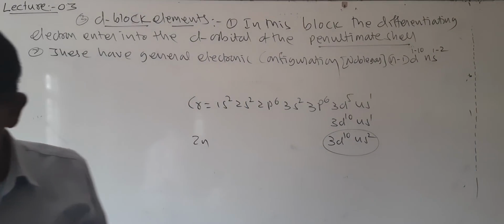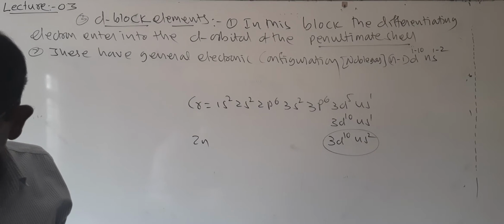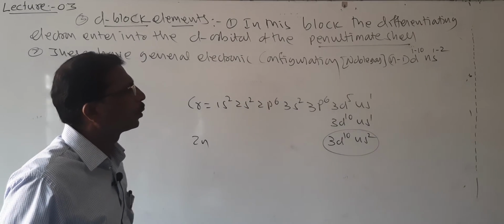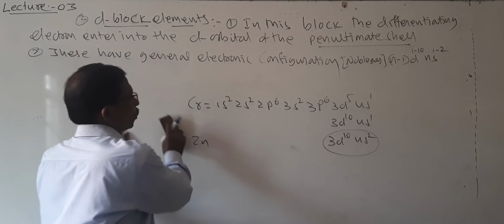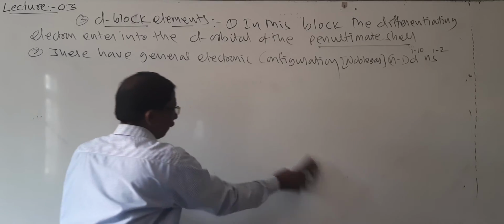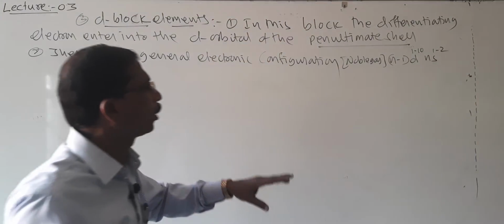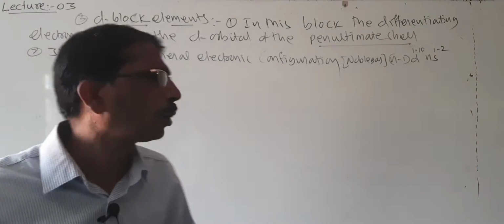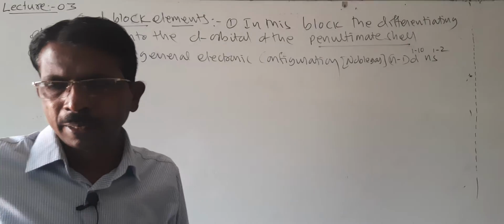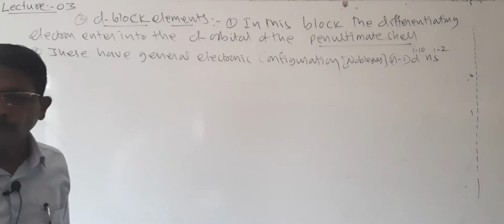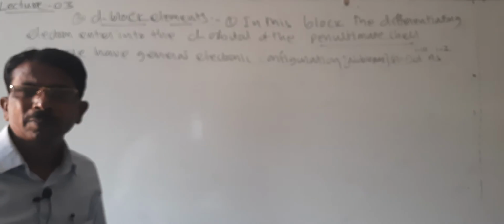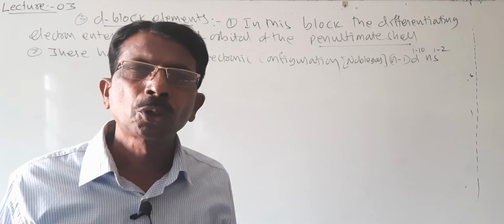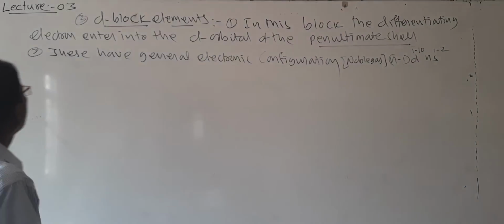So these have the general electronic configuration: noble gas (n-1)d 1 to 10, then ns raised to 1 to 2. Or you may write it without the noble gas, n-1 d 1 to 10 ns raised to 1 to 2. If you don't write the noble gas, that is also okay. This group includes the elements from 3rd group to 12th group.